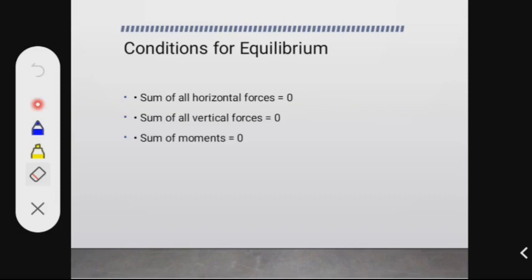So the conditions for dynamic equilibrium. The condition for dynamic equilibrium is that the sum of all the horizontal forces must be equal to 0, and the sum of all the vertical forces must be equal to 0. Also, the sum of all the moments of all forces must be equal to 0. For some reason, I did not really give an image to explain this.